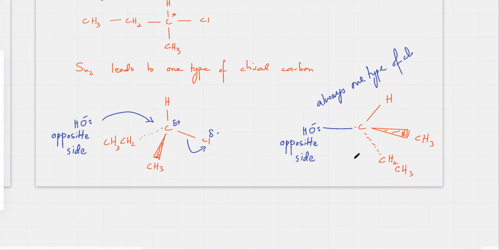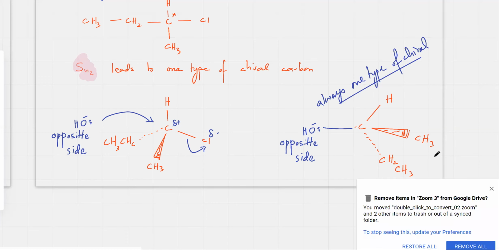So always one type of chiral. And that's your SN2 mechanism. It always leads to just one type of chirality. Because it's direction dependent: if Cl is pointing here, the OH would always come from the opposite side. So you're not going to get two different types of molecule or two mirror images. You're always going to get a single type of chiral, not the other type, not the mirrored version. Is that clear?